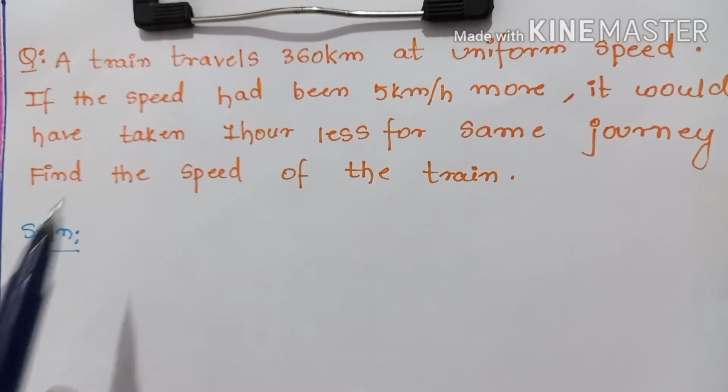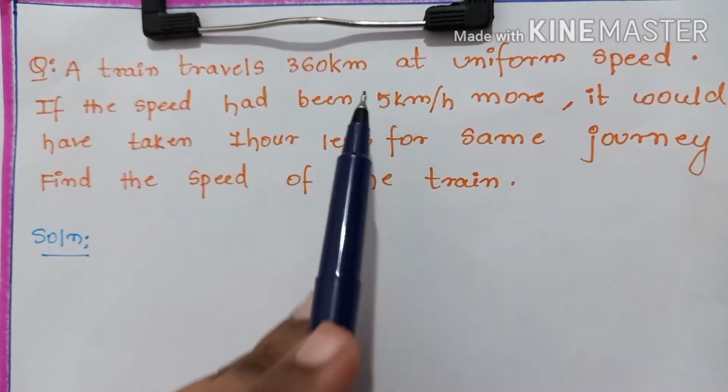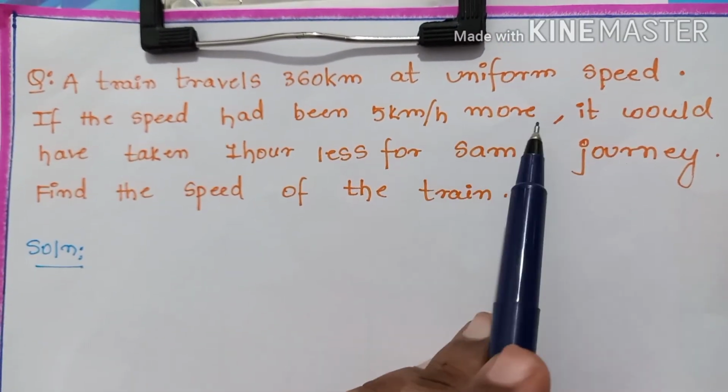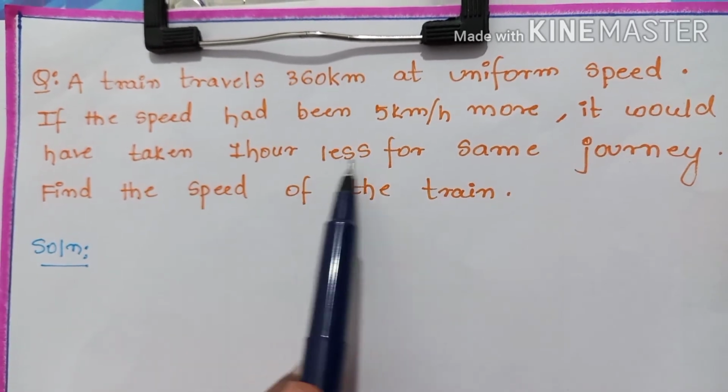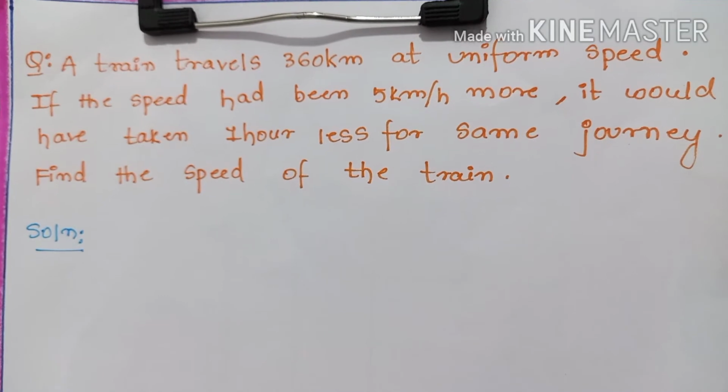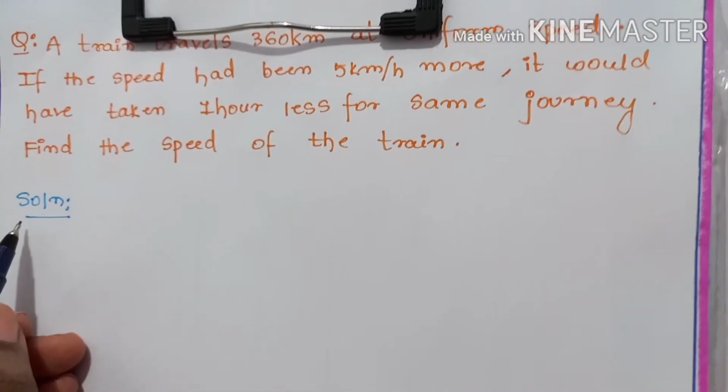Completed. A train travels 360 kilometers at uniform speed. If the speed had been 5 kilometers per hour more, it would have taken 1 hour less for the same journey. Find the speed of the train. Now let us solve.